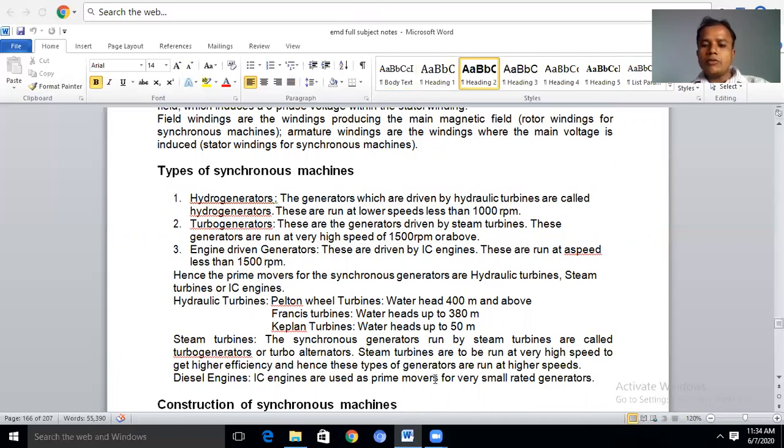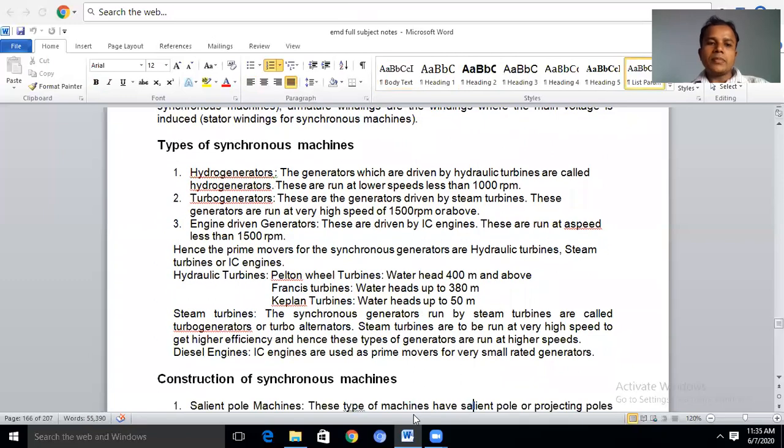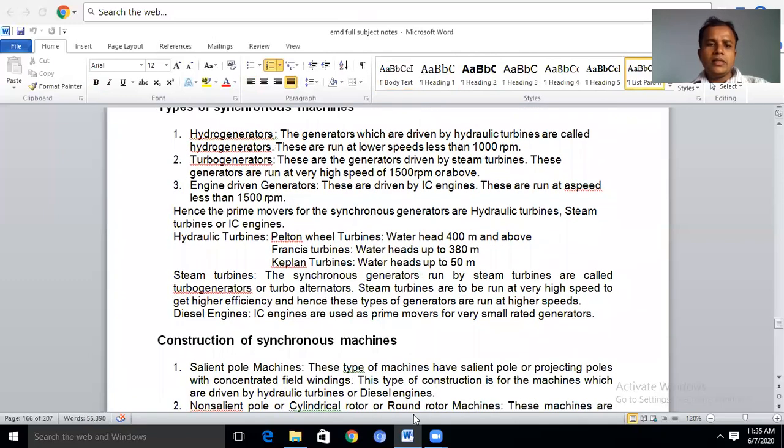Steam turbines have to run at very high speed to get higher efficiency, and hence these types of generators are run at higher speeds. Diesel engines, that is IC engines, are used as prime movers for very small rated generators. These are the basic classification of the synchronous machines.